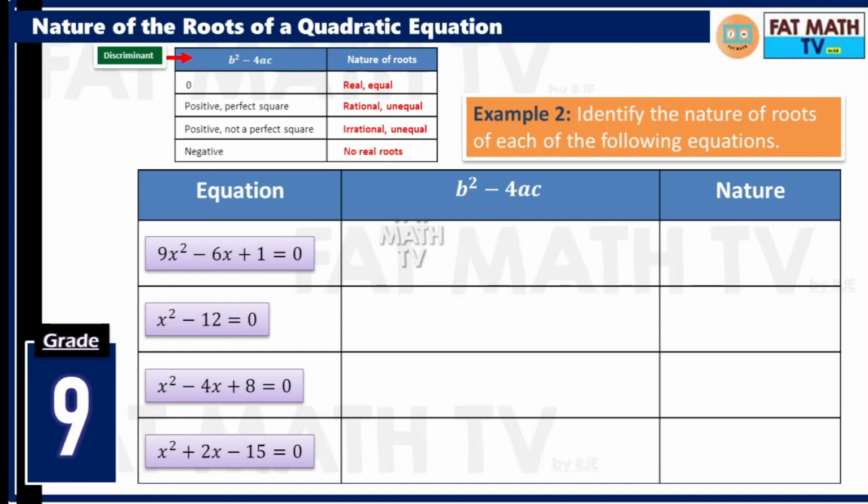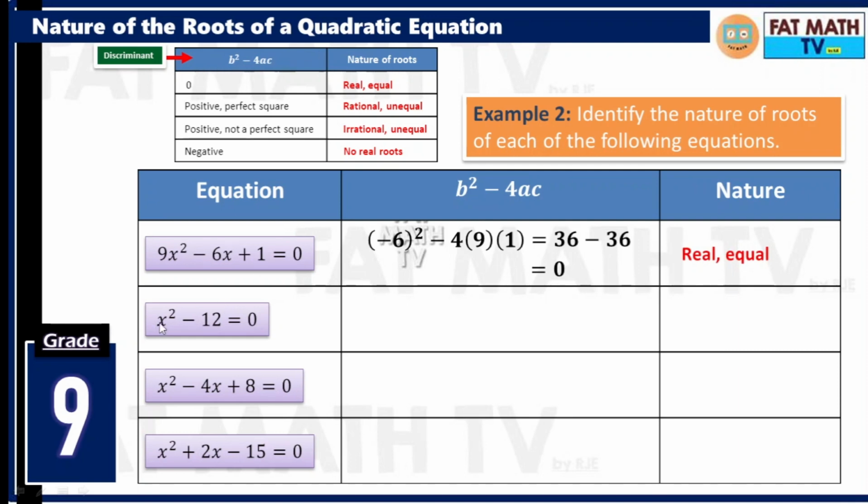So for the first one, a is 9, b is negative 6, and c is positive 1. So we have b squared minus 4ac, negative 6 squared minus 4 times 9 times 1. Negative 6 squared is 36. 4 times 9 is also 36. 36 minus 36 is 0. So if the discriminant is 0, we have real and equal roots.